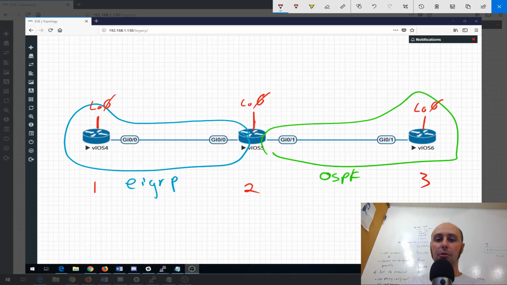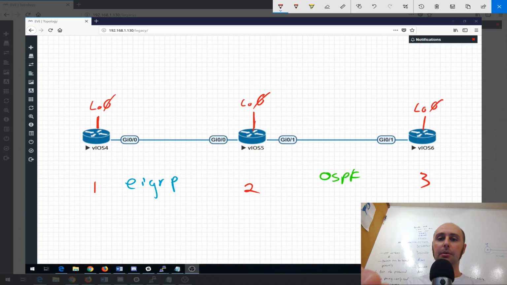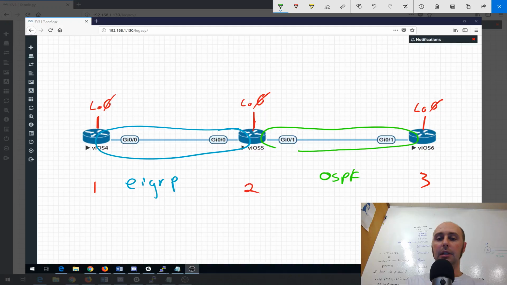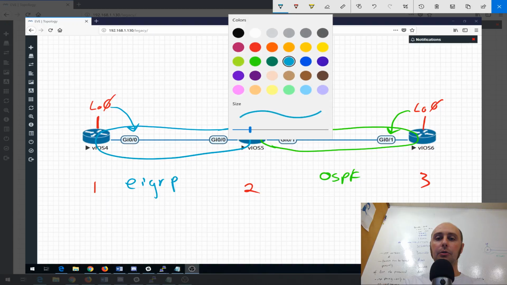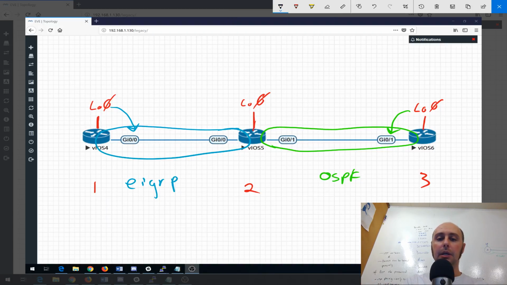actually, let me redraw these boundaries, because I did something different, just because I wanted to see how it would end up. If I draw the EIGRP boundary again, the EIGRP boundary is going to be that link. The OSPF boundary is going to be just the directly connected link. And what I did here is I redistributed loopback 0 into OSPF on router 3, and I redistributed loopback 0 into EIGRP over on router 1. And also, here between the two protocols, I'm doing a mutual redistribution.